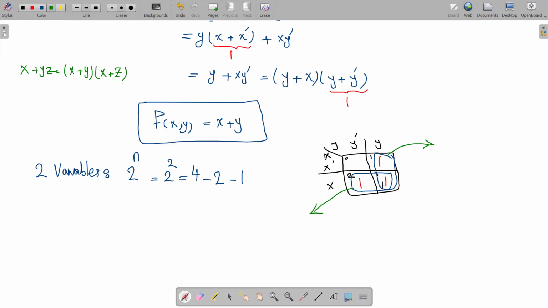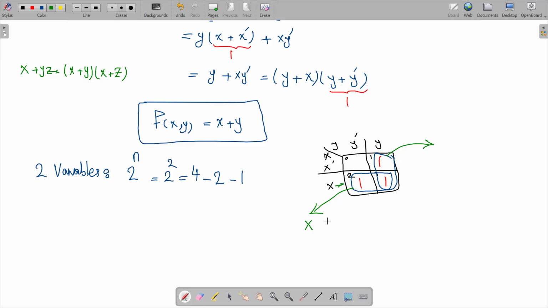We look at the group. Each variable inside the group that does not change, we have to write it. Now look here, this row is x. If you look at these 2 ones, we can see that x in this row does not change. So I write x. Now, what about y? y is changed. Here it is y', here it is y. So we don't write it.